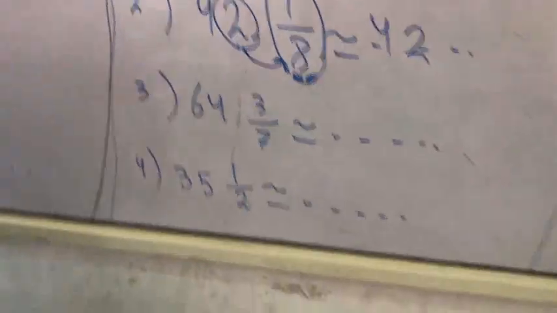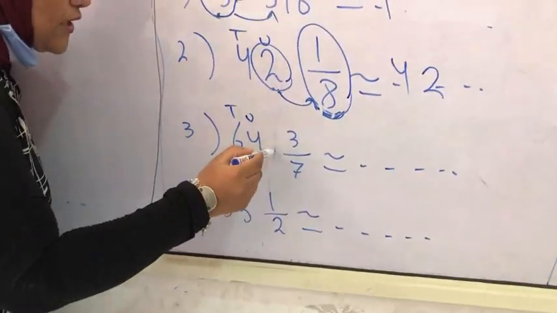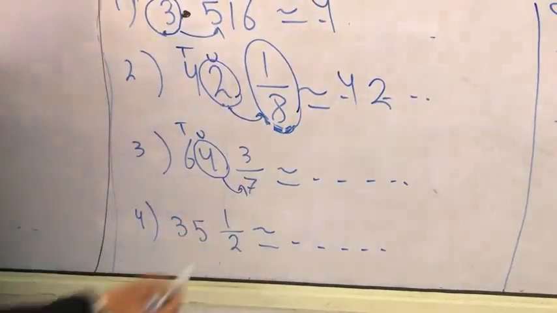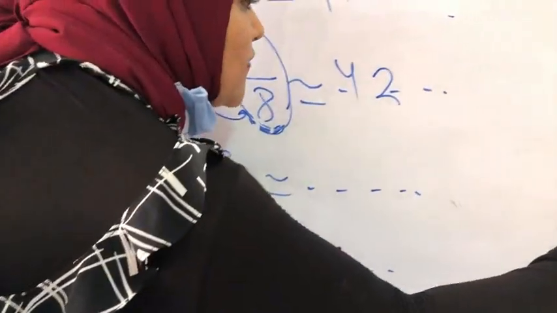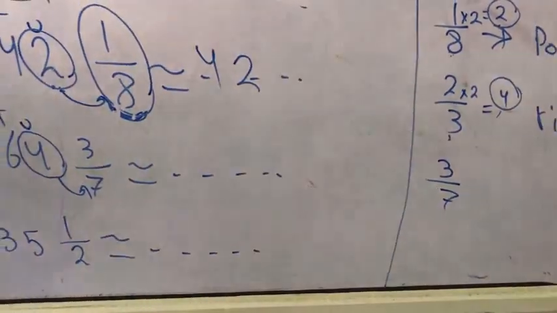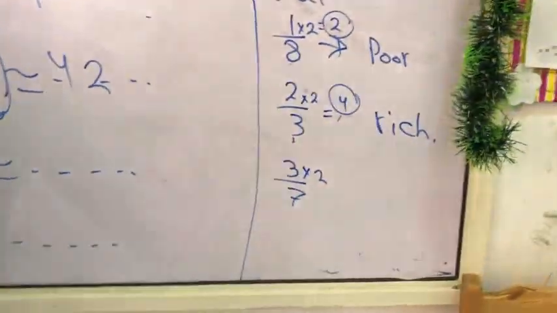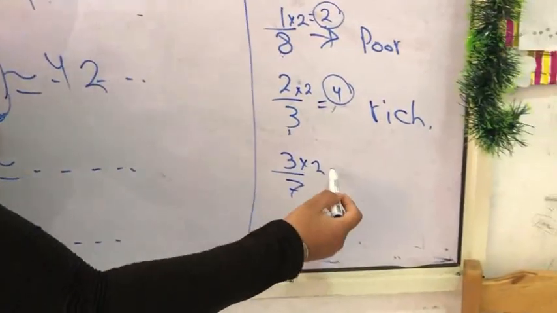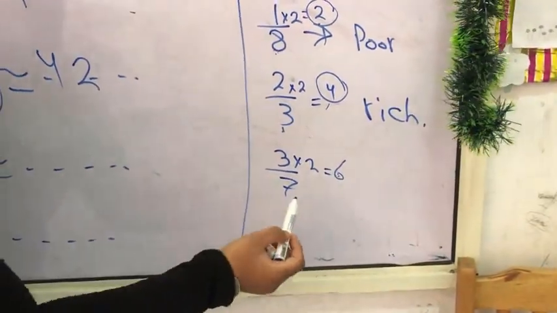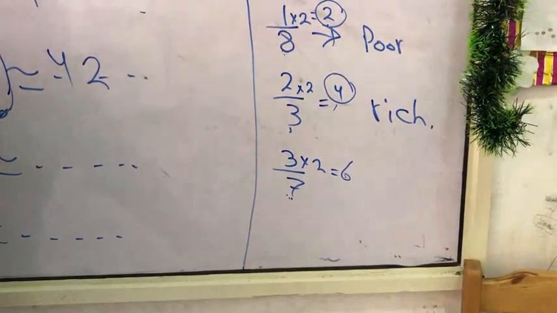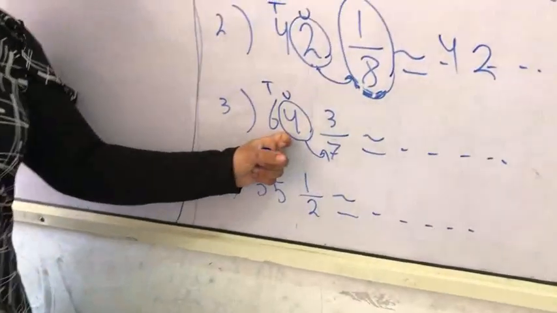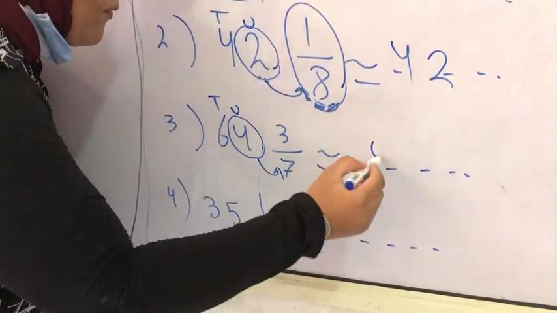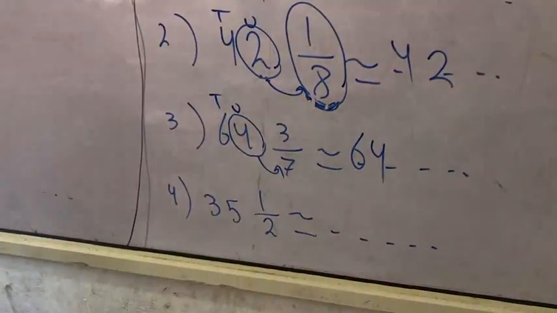64 and 3 over 7. Where is my unit digit? Here: unit, tens, hundreds. So we look to the next digit. 3 over 7, rich or poor? We take it in my draft and ask it to know if this fraction is rich or poor. What can I do? I will multiply the numerator by 2. 3 times 2 is 6. Is 6 smaller than or greater than 7? It's smaller. So it's poor. So do we increase by 1? No. So 4 stays 4, and bring down the other digits.